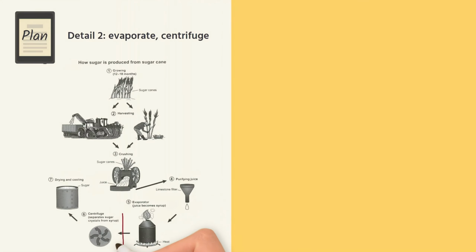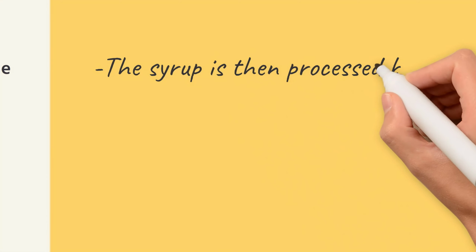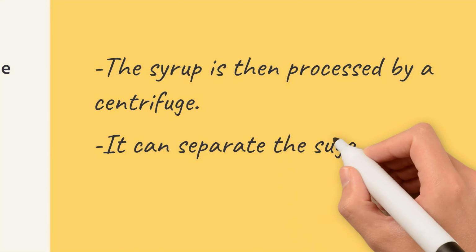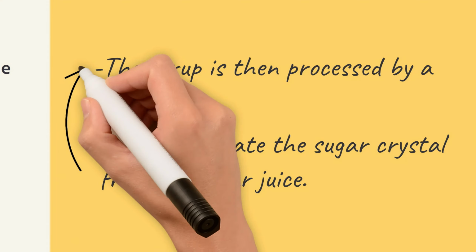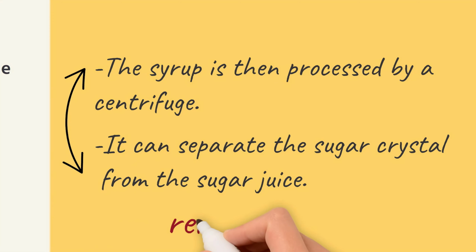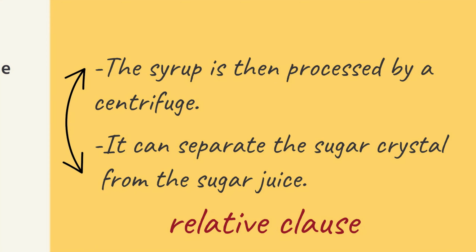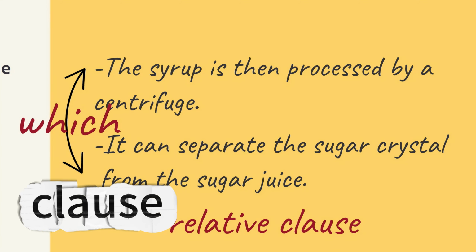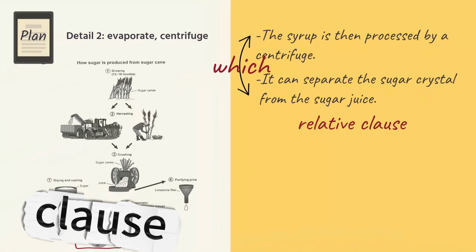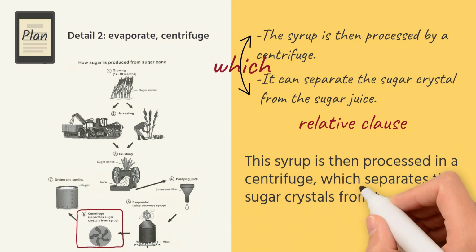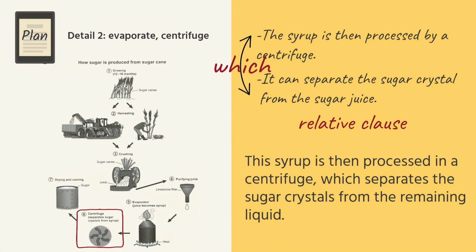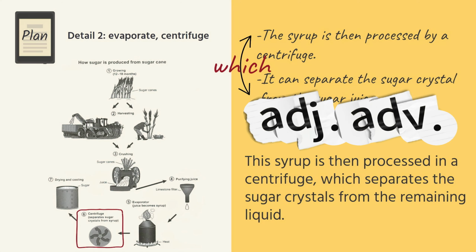Next, centrifuging. You may initially write two short sentences. The syrup is then processed by a centrifuge. It can separate the sugar crystals from the sugar juice. If you can write two short sentences, you are halfway there. Now connect the two sentences by turning one into a relative clause with "which", replacing the repeated part, resulting in: this syrup is then processed in a centrifuge, which separates the sugar crystals from the remaining liquid. If the word count isn't enough, simply add some adjectives and adverbs.